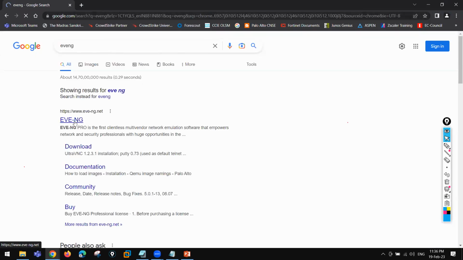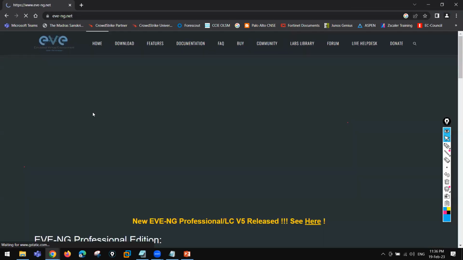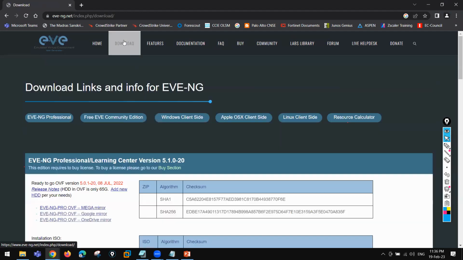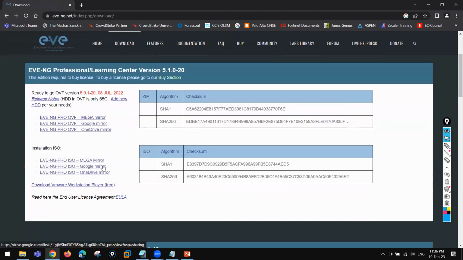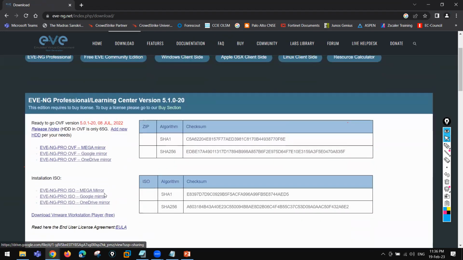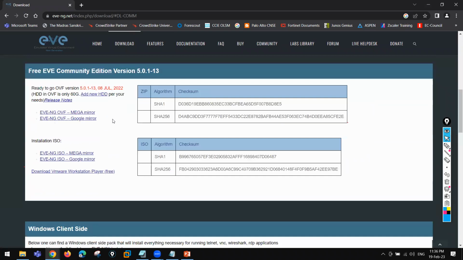So you go to EVE-NG, and then downloads. It's available here. This is a pro version. We don't need the pro version. VMware Workstation is also available here, so you can download it from here. This is again a pro version. Where is the free version? Community edition. Okay, here it is. You can download anything. Don't download the ISO, download an OVF file, either from Mega or from Google, because OVF we can directly import. Otherwise, for ISO, we have to do a proper installation, like we do for virtual files in VMware. OVF can be imported directly.